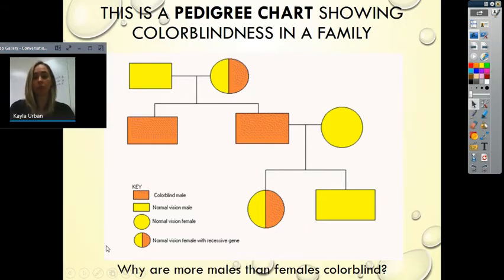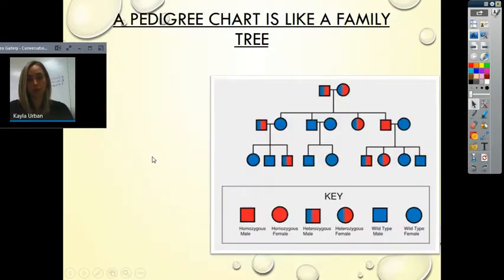It says, why are more males than females colorblind? When we did our X-linked notes, we learned that things that are carried on the X chromosome are more likely to show up in males because they cannot be a carrier. They either have it or they don't. So if you have that recessive trait on your X, since you only have one X, it shows.